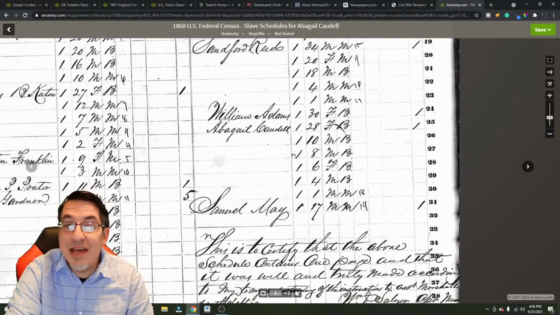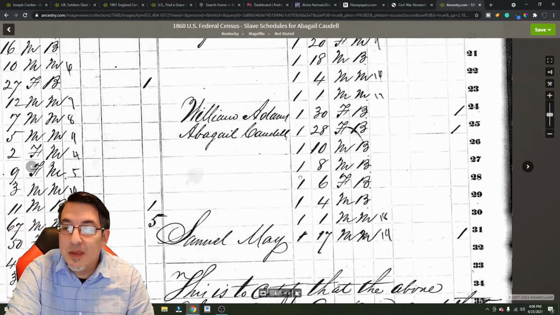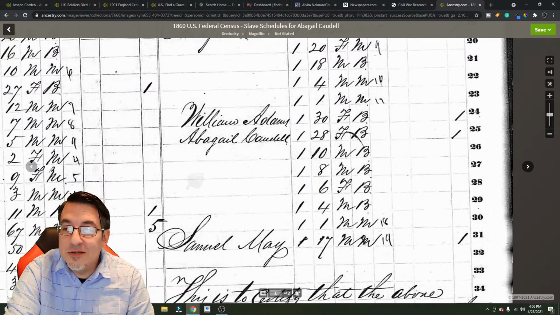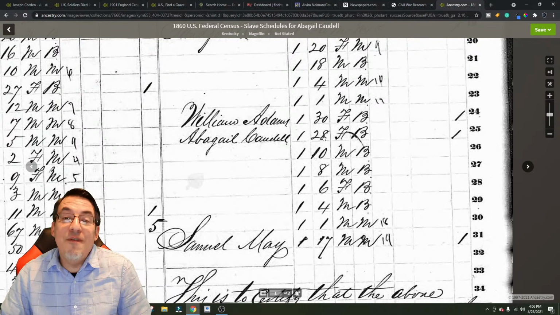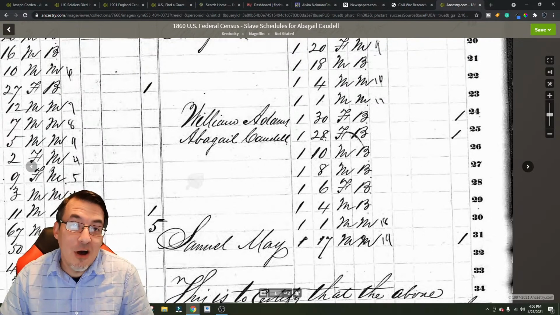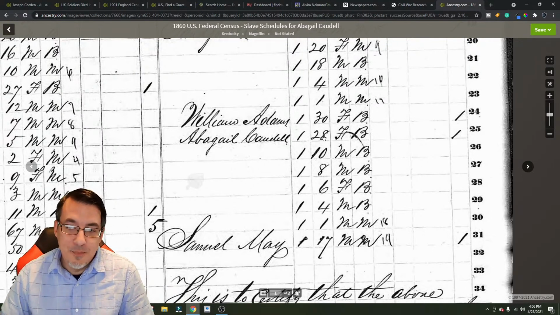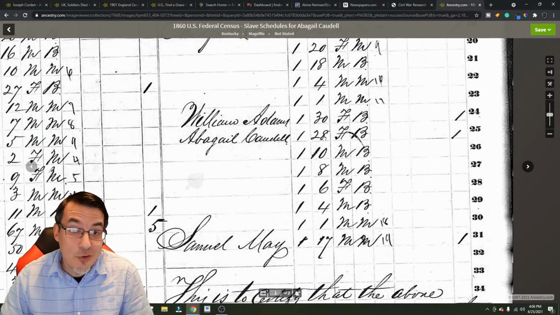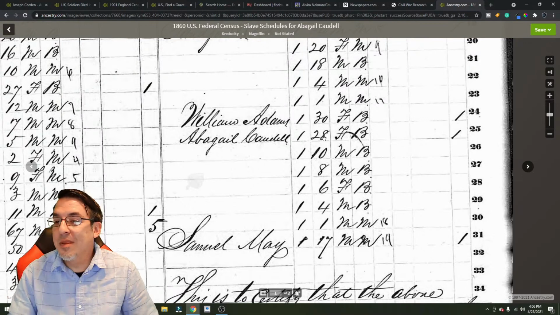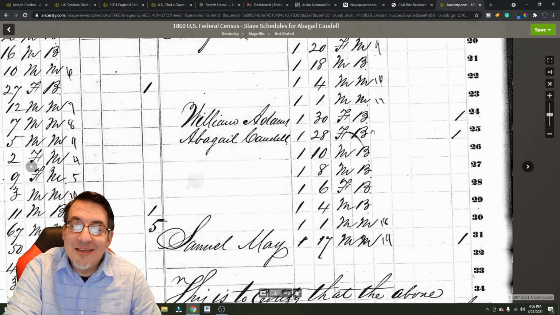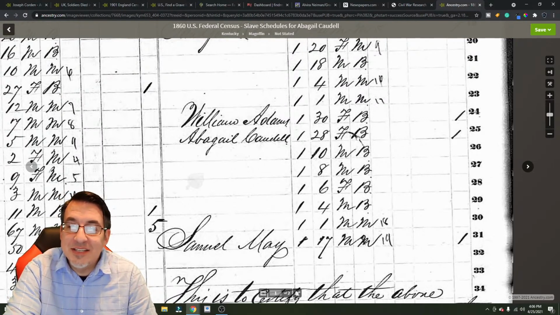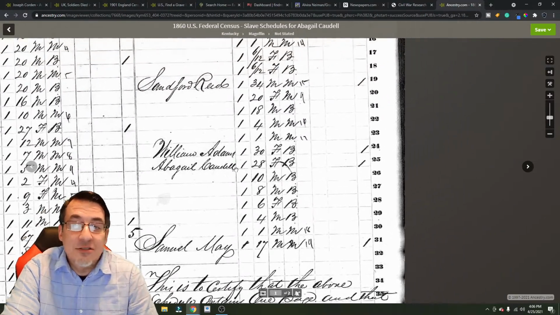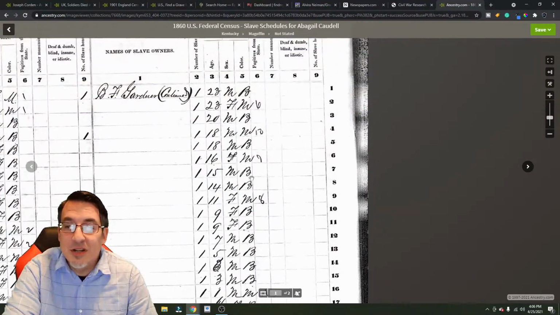And she owns several slaves. And you notice they don't have names for those slaves. But what they do have are genders and ages. So there's a 28-year-old female owned by Abigail Caudle. She's black. She's born around 1832. That's my Cheney. So this is all I know of Cheney in the 1860 census. Is she's a black female owned by Abigail Caudle. That's her story. That's what I know of it, unfortunately.